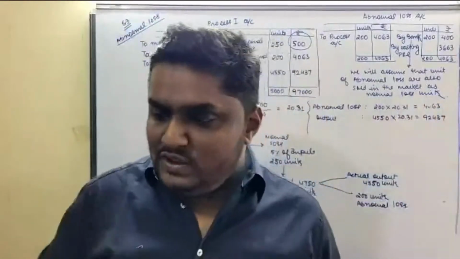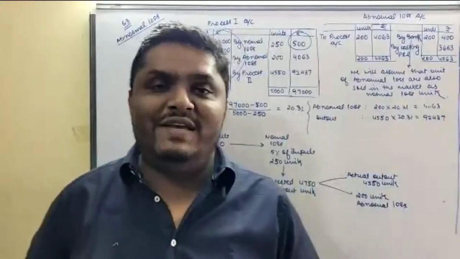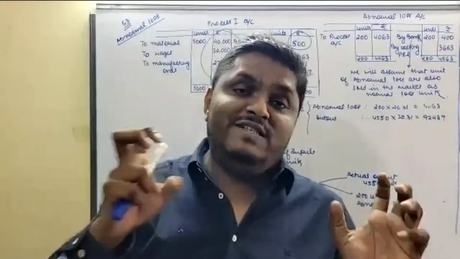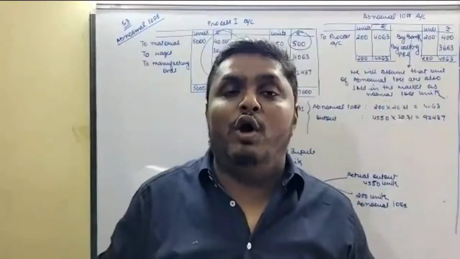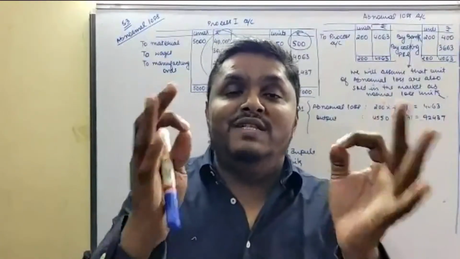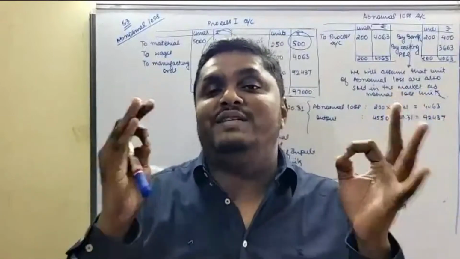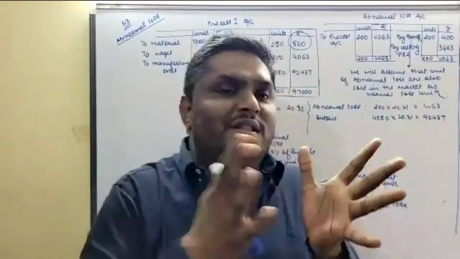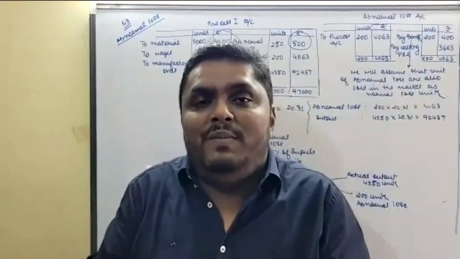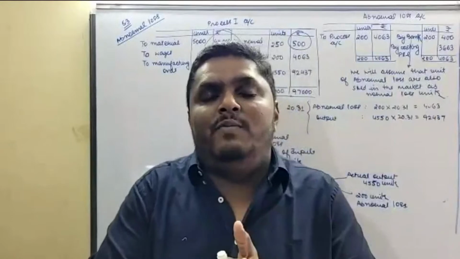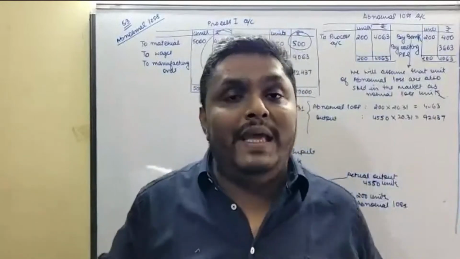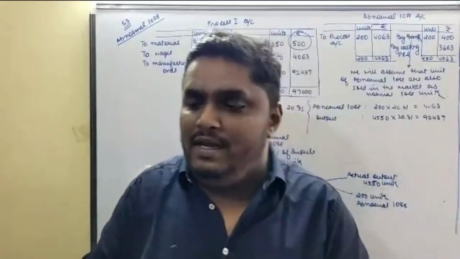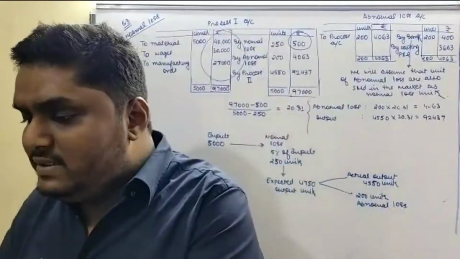So I request you guys to please copy this part. If you guys have any doubts in abnormal loss, you can please ask me. The reason for discussing all these points separately is that once we start the full-fledged questions, you are thorough with the concepts of how to solve the questions. If you are thorough with what will be the treatment of abnormal loss and the treatment of abnormal gain, you can easily solve any question. So that is the reason why I'm discussing each and every part separately. Waiting for your queries, guys.